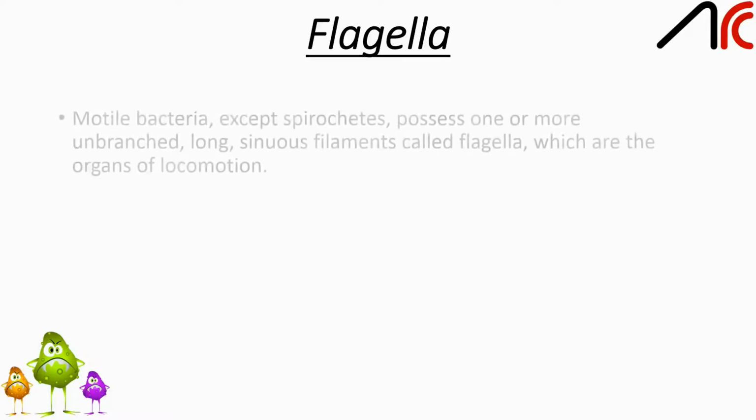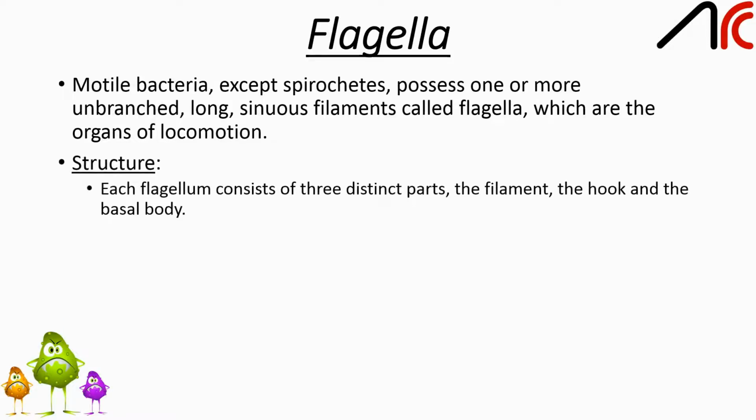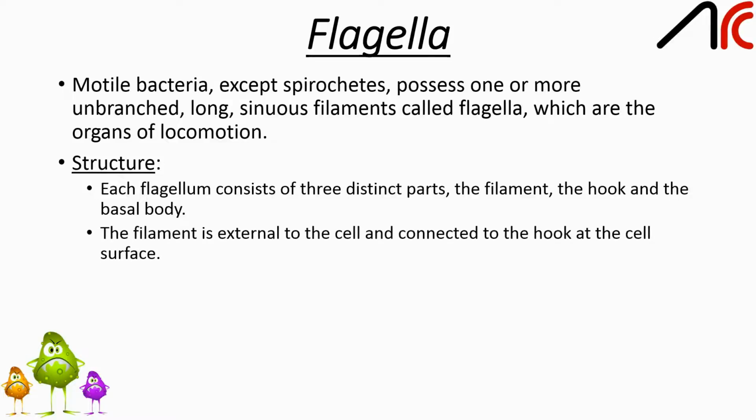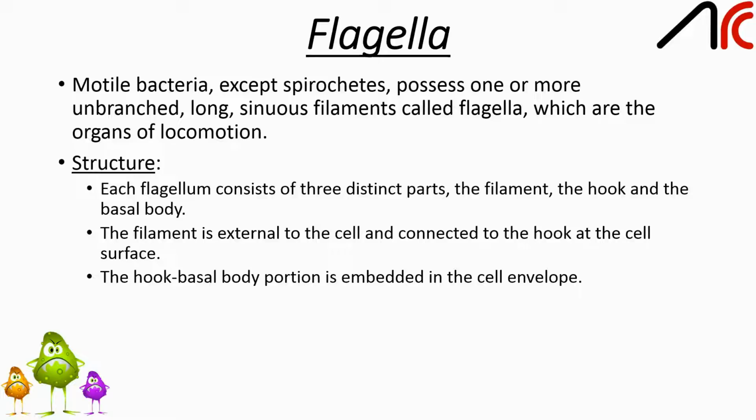Flagella. Motile bacteria except spirochetes possess one or more unbranched long filaments called flagella, which are the organs for locomotion. Structure. Each flagellum consists of three distinct parts: the filament, the hook, and the basal body. The filament is external to the cell and connected to the hook at the cell surface. The hook and basal body portion is embedded in the cell envelope.